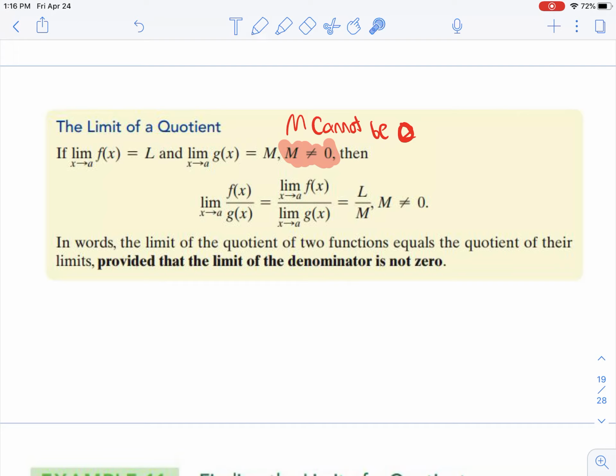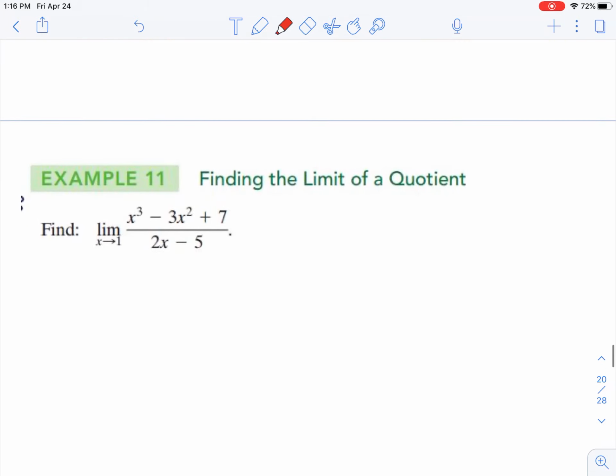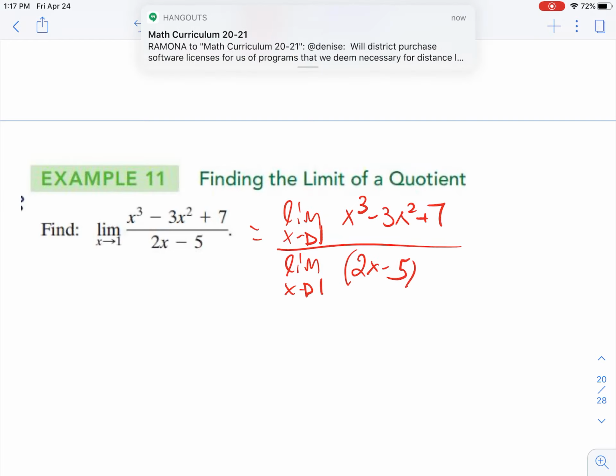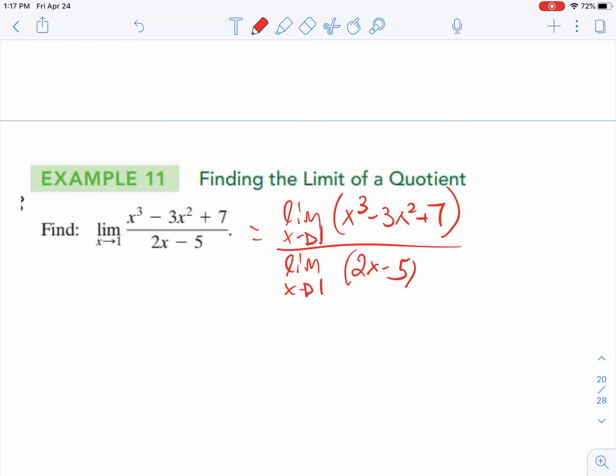So with it, we're just going to be taking this entire thing, taking the limit of the top, the limit of the bottom, and then dividing them. We're able to split it up that way. Once again, it says provided that the limit of the denominator is not 0. So if I plug in 1, I'm able to rewrite this as the limit as x approaches 1 of x cubed minus 3x squared plus 7 divided by the limit as x approaches 1 of 2x minus 5. And I'm going to plug directly into this, and then I'm going to get my values for it.